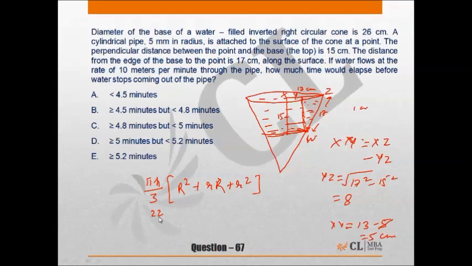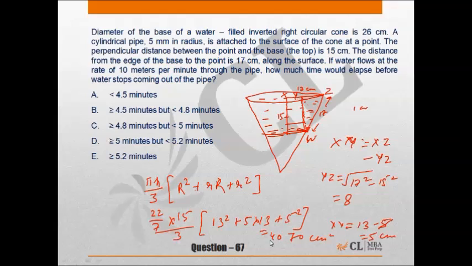From here we get 22 by 7 into 15 by 3 into 13 square plus 5 into 13 plus 5 square. On simplification we get 4070 centimeter cube.